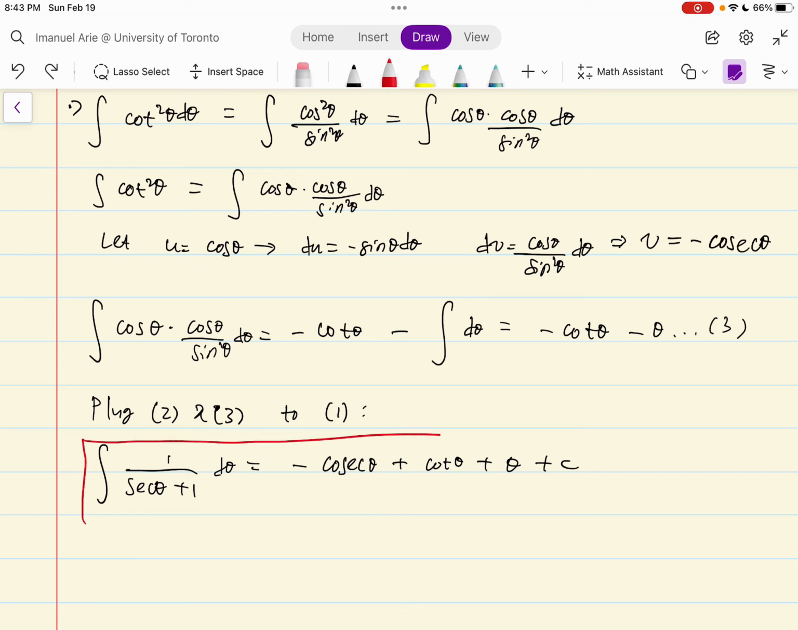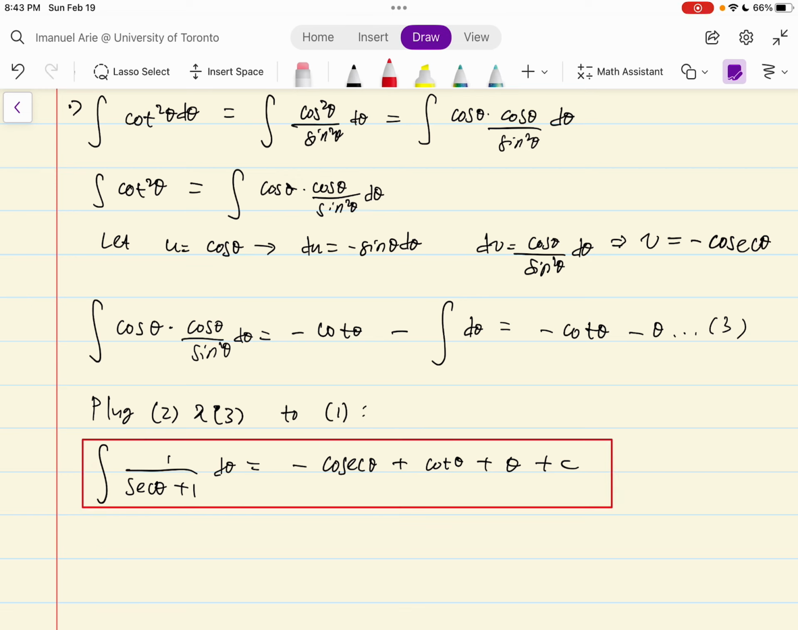You can verify it by taking the derivative of our answer, and it should give you our starting point here. That's the idea of the integral, which is the antiderivative of a function. Here we just find the family of functions, which differ by c, with respect to c.